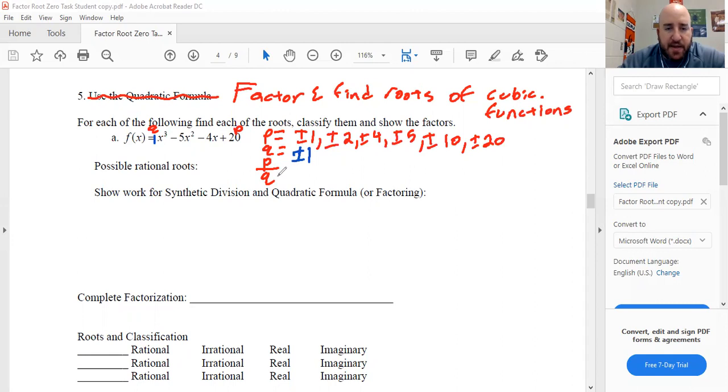For P divided by Q, that's exactly what you do. Divide all your P's by all your Q's. Again, the plus-minus signs are always going to be there. So we're just doing 1 divided by 1, 2 divided by 1, and so on. So it's all exactly the same: 1, 2, 4, 5, 10, and 20.